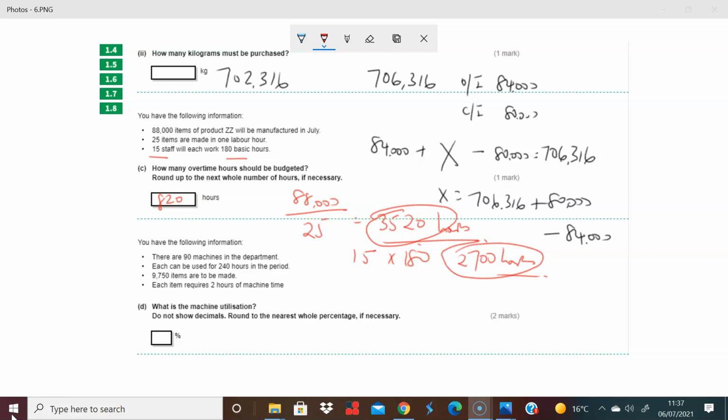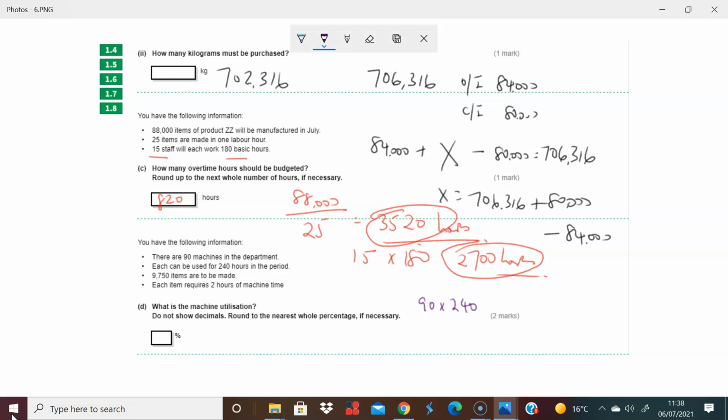Okay, so let's look at machine utilization. What we have here is telling us that there are 90 machines in the department, and each machine can be used for 240 hours. So let's look at that. That's 90 times 240 to find out what that total is.